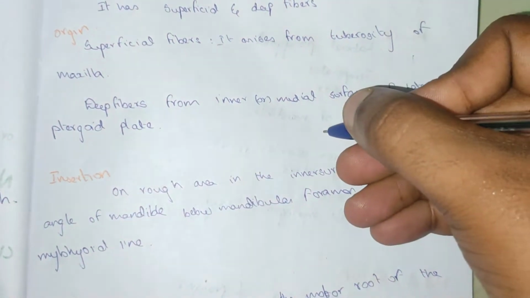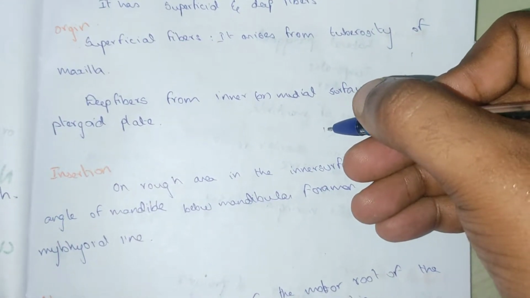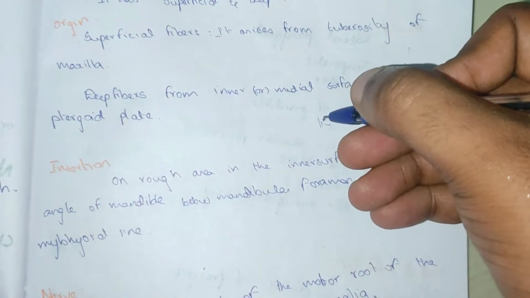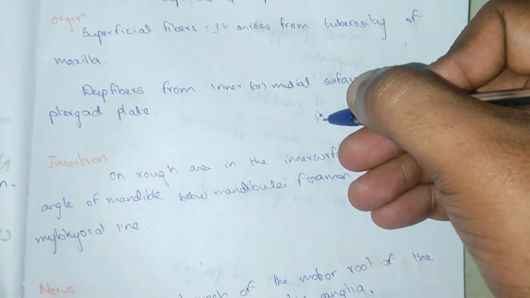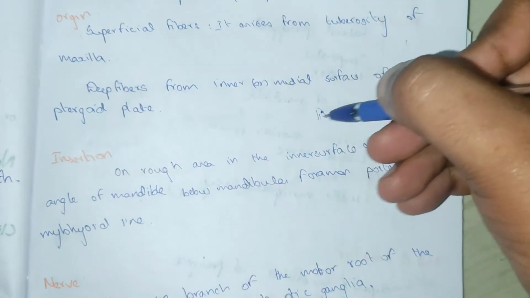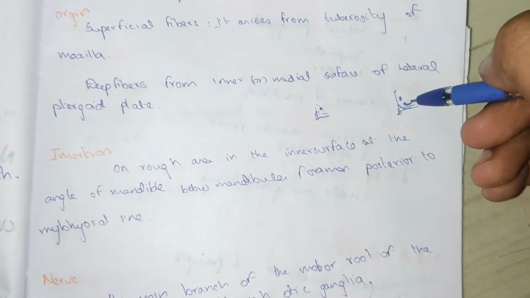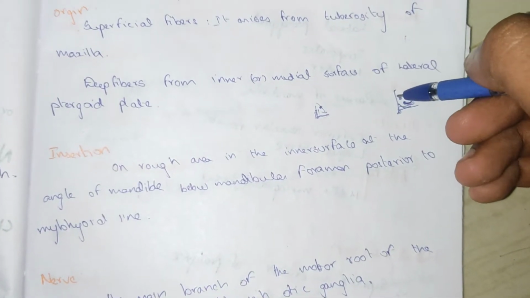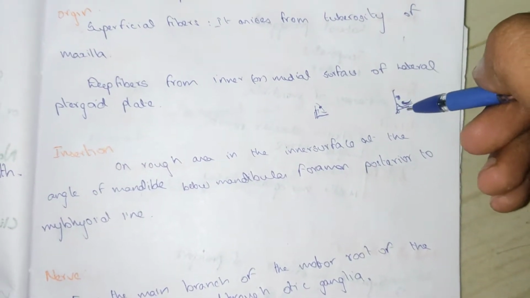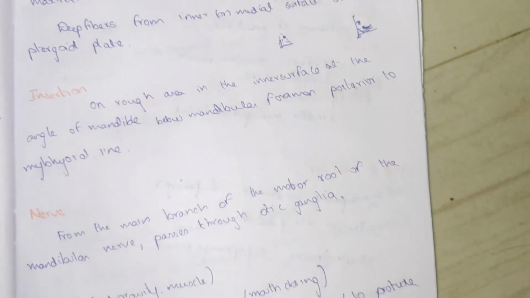This is the mandible. On the inner side there is the mylohyoid line, as well as the mandibular foramen in the upper part. It attaches to the inner surface of the angle of the mandible. This is the angle of the mandible. This is the mylohyoid line, and this is the mandibular foramen. It attaches here. That is the insertion of the medial pterygoid.